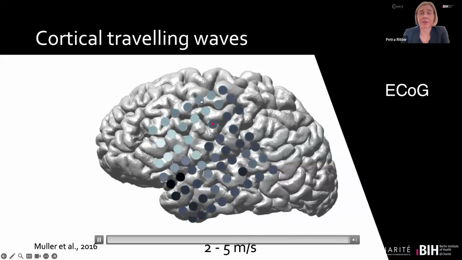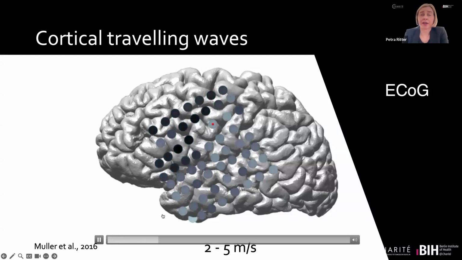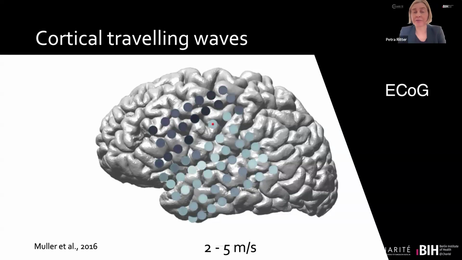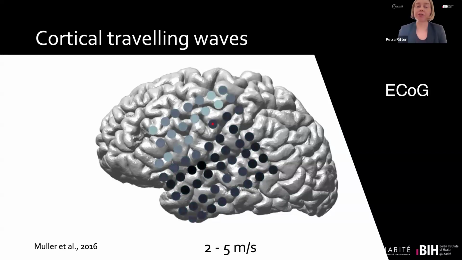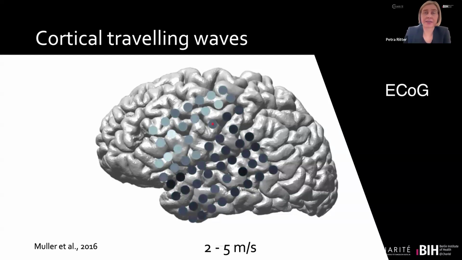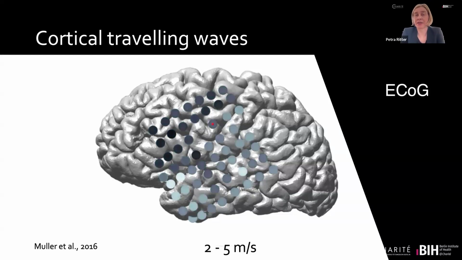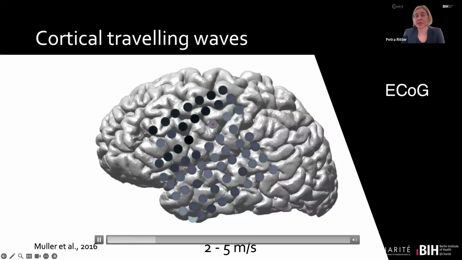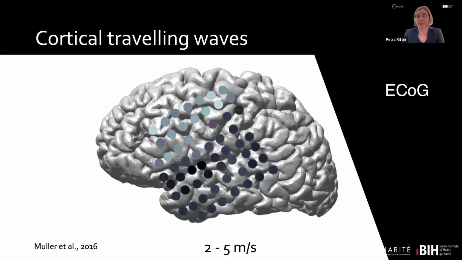Sometimes it's a little bit difficult to spot, but probably you will see it. And this traveling wave moves a little bit faster, with a speed of 2 to 5 meters per second. And the spatial extent and also this traveling speed indicates that the underlying neurons are myelinated neurons that can pass on information faster.